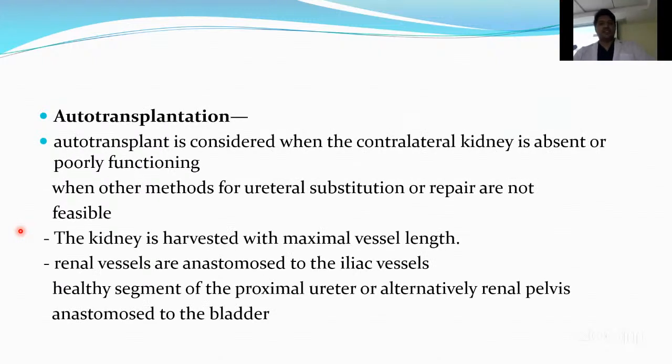Autotransplantation is done when other methods of ureteral repair or ureteral substitution are not feasible and when the contralateral kidney is absent or poorly functioning. The kidney is harvested with maximum vessel length. Renal vessels are anastomosed to the iliac vessels. A healthy segment of the proximal ureter, or alternatively the renal pelvis, is anastomosed to the bladder.